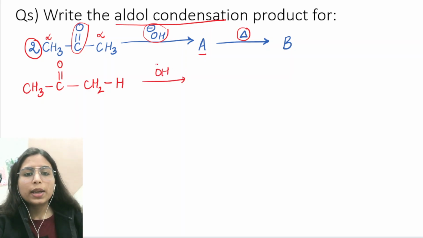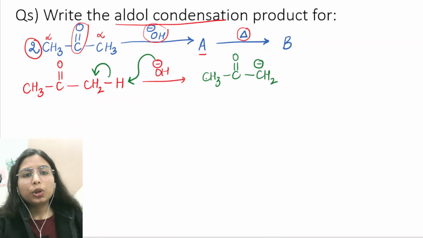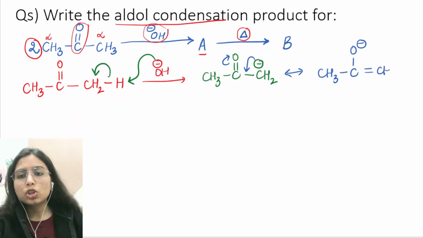So here OH minus indicates that it is a base, so it will come to abstract the proton, and the electron density will be seen shifting towards this carbon, which means that here now you are able to get CH3 C double bond O CH2 negative. Okay, so this is the carbanion that you are able to get. Now you know that this can get involved in resonance with the structure, and the further resonating structure would be shown like O negative double bond CH2.